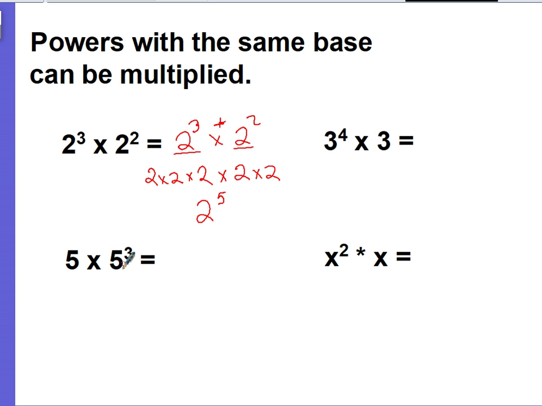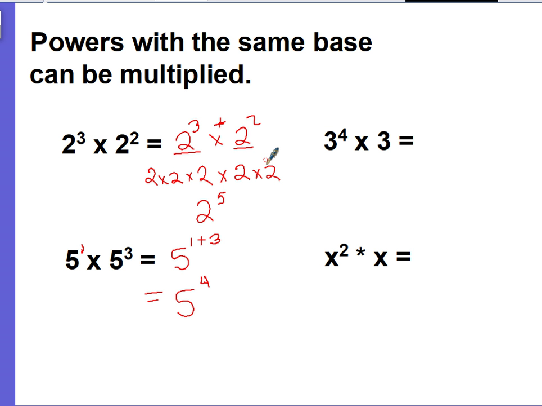5 times 5 to the third. We learned earlier that if there is no exponent, the exponent is really a 1. So that's 5 to the first times 5 to the third. We also just learned that if you have two powers with the same base, I can just add the exponents. So this is 5 to the 1 plus 3, and since 1 plus 3 is 4, this is just 5 to the fourth. I could have done it longhand, but I don't need to waste that time.